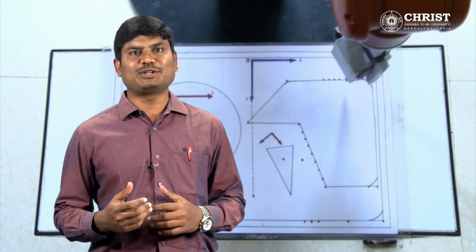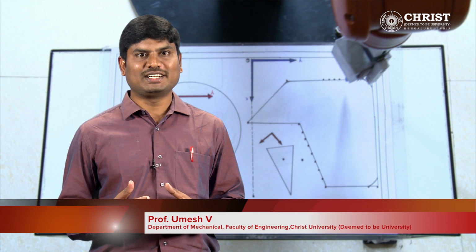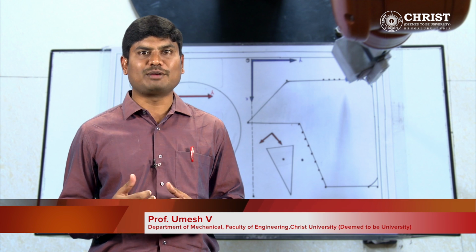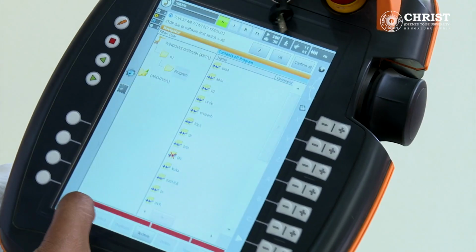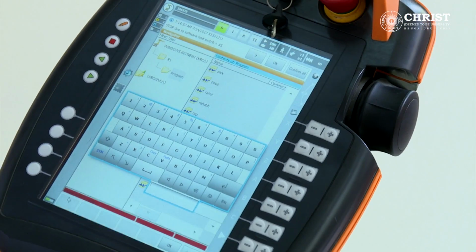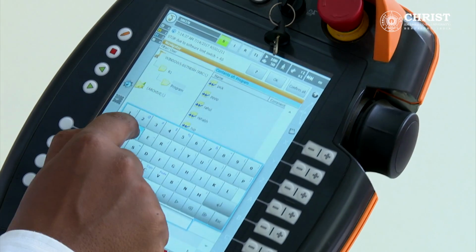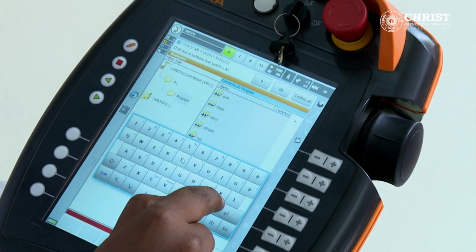Dear friends, now that you know how to calibrate a KUKA robot, let us see how to write a program to draw a rectangle using KUKA robot. Select New to create a folder. A folder is also called module. Give a name to the folder.